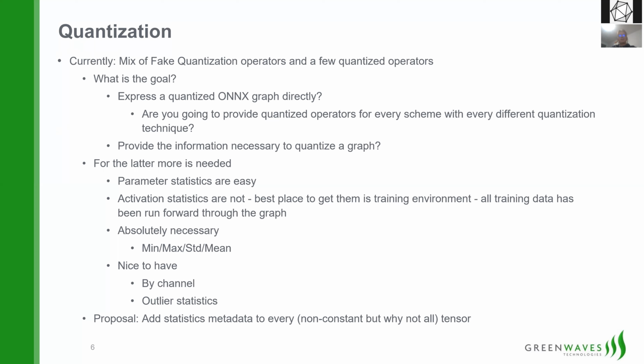And so my suggestion is that you add a statistics metadata to every tensor. Well, you could do it just for the non-constants, but in a sense, if you're going to do this, why not do it in a homogeneous manner and just do it for all the tensors, even though it's somewhat redundant on constants. I agree. Anyway, we would be happy to participate in any effort to do that.